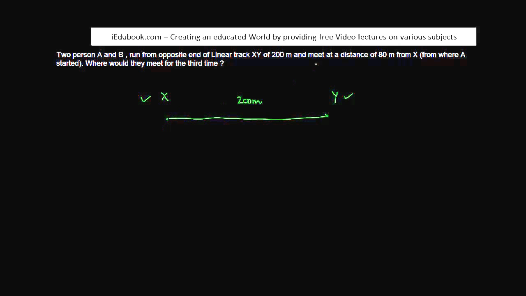So from where A started. So A started from this point, B started from this point. Both of them started running towards each other. And they met at a point which is 80 meters from A. Right? Where would they meet for the third time?